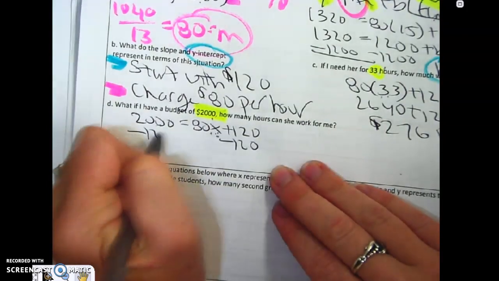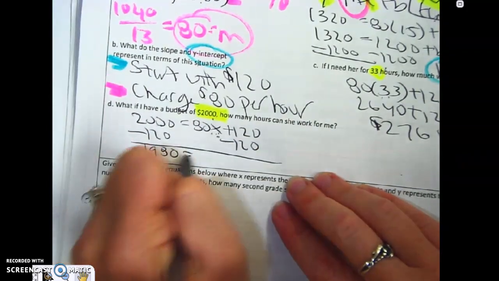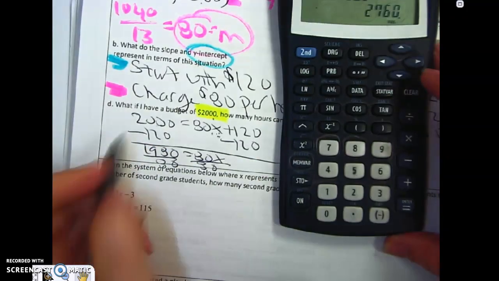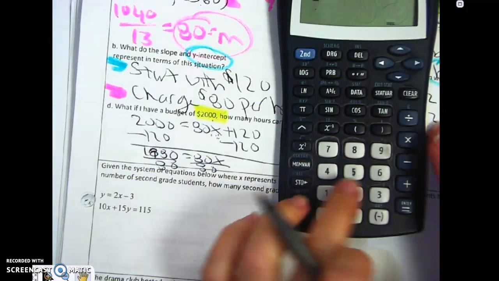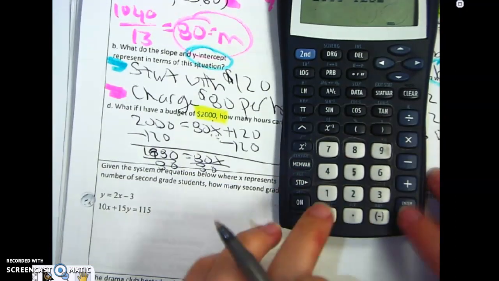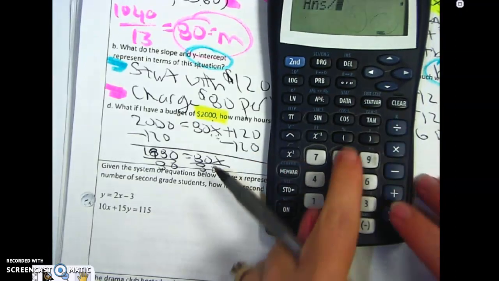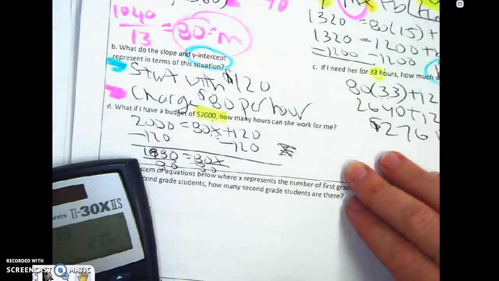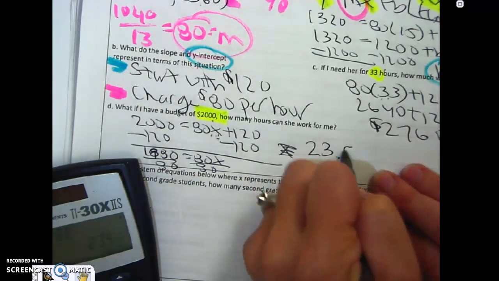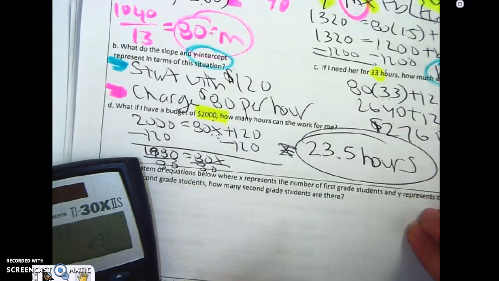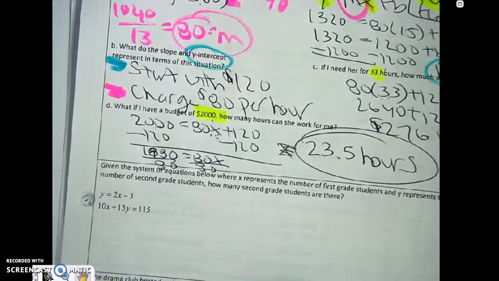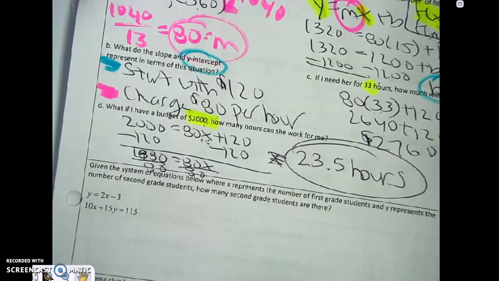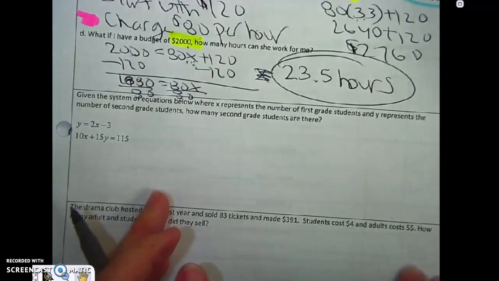So subtract 120. 1880 equals 80x, divide by 80. I think I did that wrong. 2000 minus 120, just double checking, is 1880, and then divided by 80 is 23.5. So I'm not going to write x equals 23.5. It's 23.5 hours. That means I have to work 23 and a half hours if I want to make $2,000.